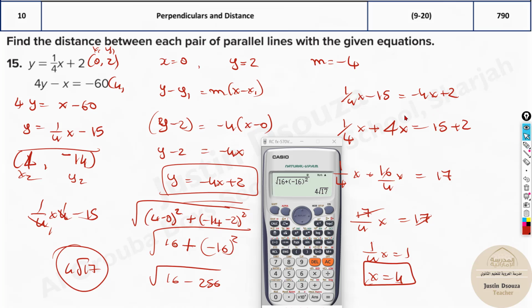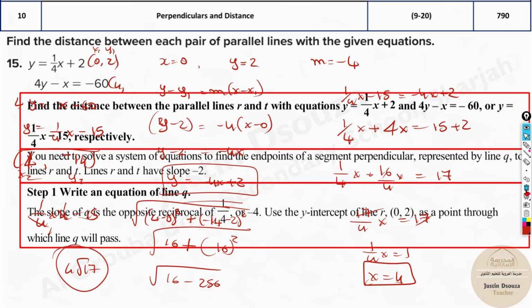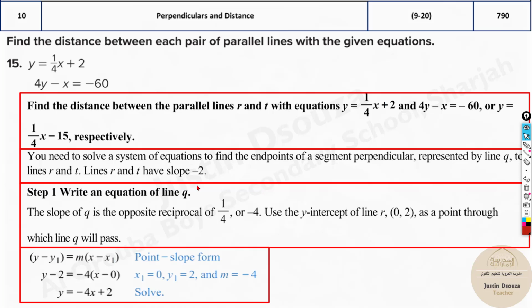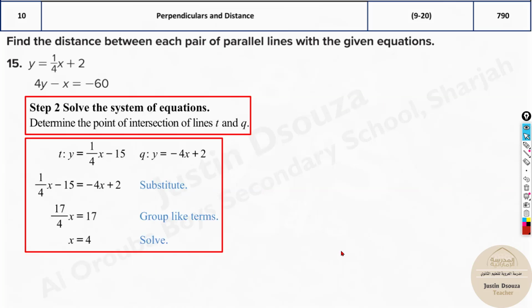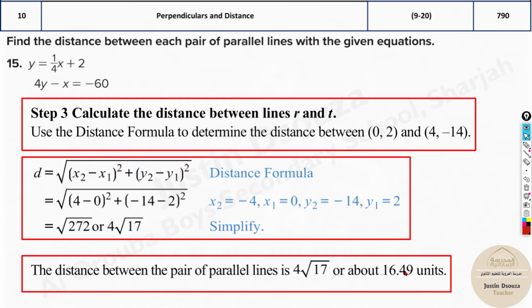You have 3 main steps: finding the equation of the perpendicular line, equating it with the other equation and finding the intersection point. Then with the coordinates, whatever coordinates you get over here, find the distance between them. It is 16.49. So that's the answer. Here you can see all the step-by-step methods are there. And lastly over here, it is 16.49 units.